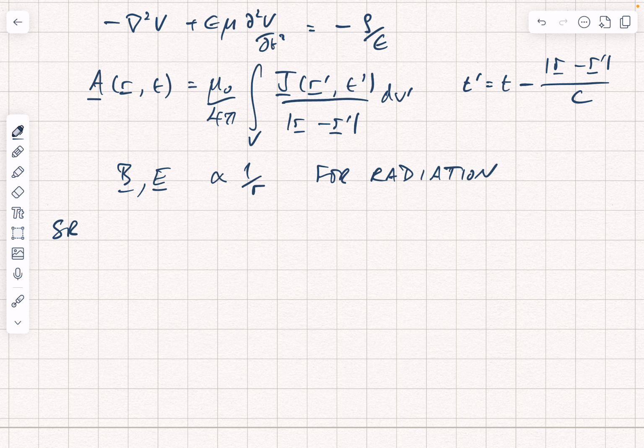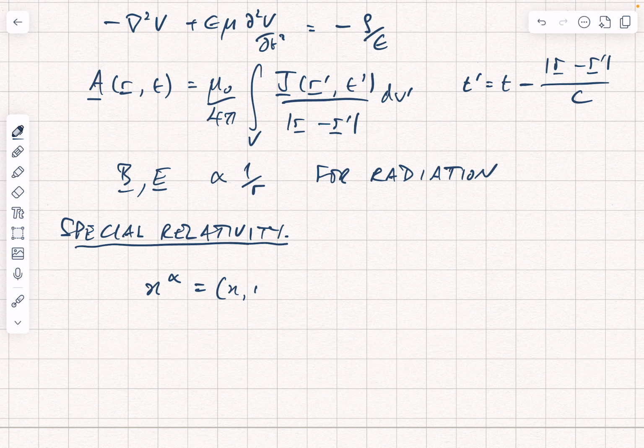The final thing just to touch on is the idea of special relativity and electric and magnetic fields. And we started by introducing the idea of 4 vectors. So for the position-time 4 vector, we write x alpha is x, y, z, and ct. That's what we call a contravariant vector. We write a covariant x lower alpha as x, y, z, and minus ct.